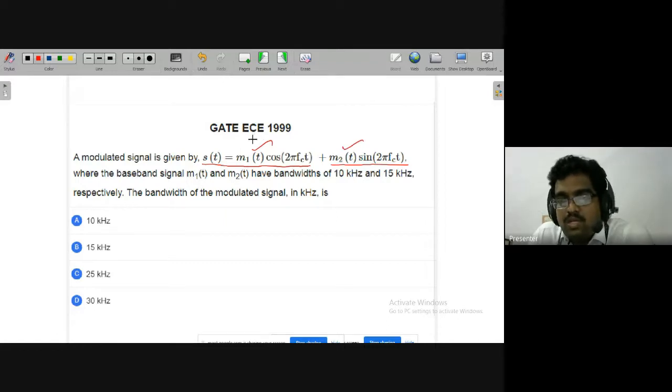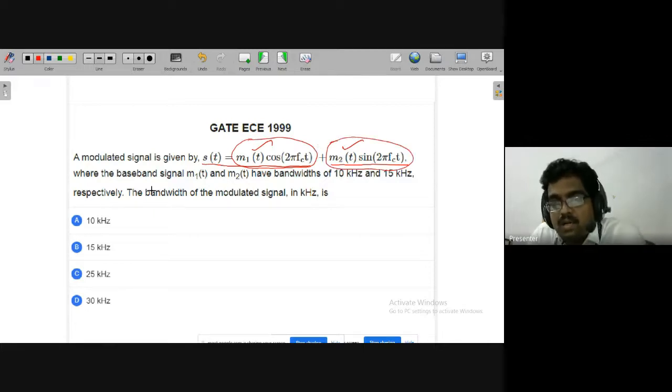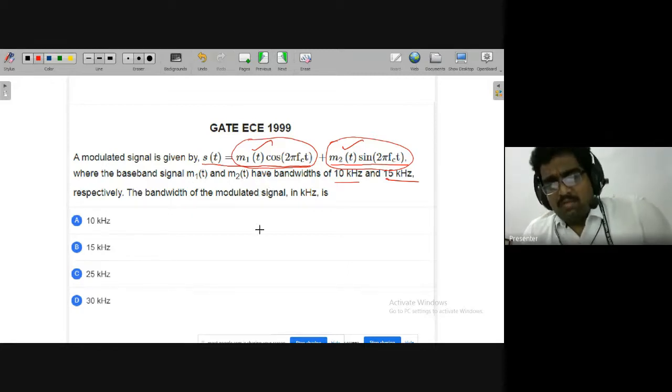So this is like a DSB system. This is another DSB system. It is simply like a multiplication. The first message signal has a maximum frequency, that is message bandwidth, of 10 kilohertz. The second message has a maximum frequency of 15 kilohertz. Now, what is the modulated bandwidth? What is the overall bandwidth of this system?